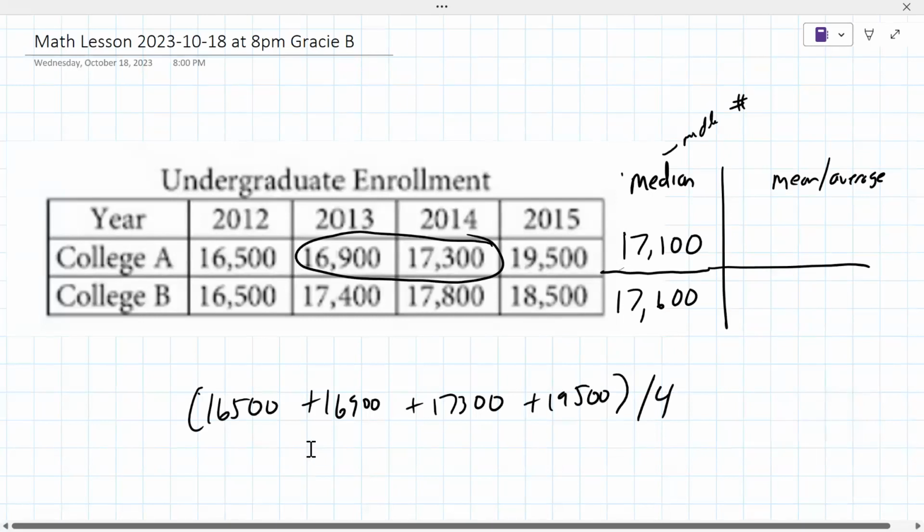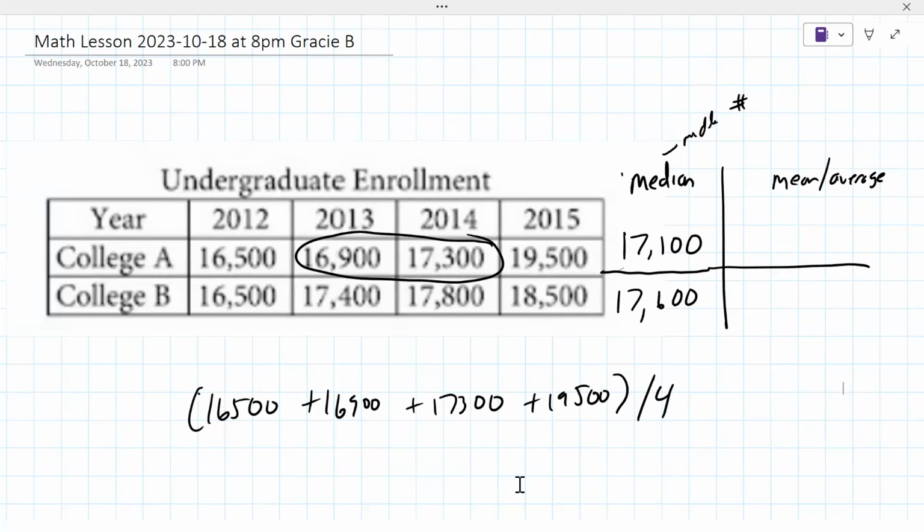You can enter this all in, or you can first add up all the numbers, hit enter to get that sum, and then divide by four. Okay, I have it this time. 17,550. Okay, very good. Now, can you do the same thing for college B?